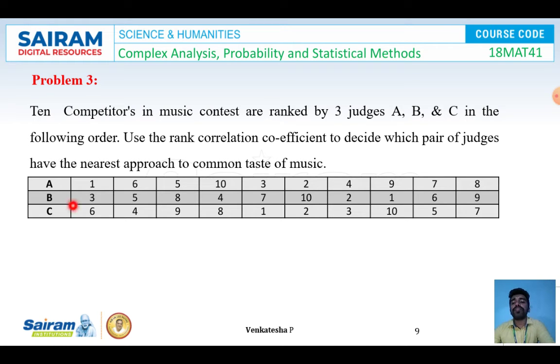The rank by judge B is 3, 5, 8, 4, 7, 10, 2, 1, 6, 9. The rank by judge C is 6, 4, 9, 8, 1, 2, 3, 10, 5, 7. So now I am going to find the tabular column.